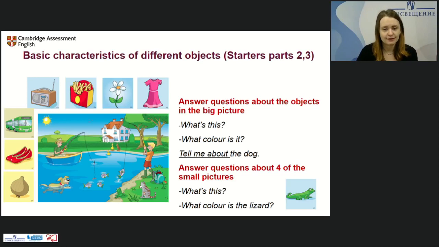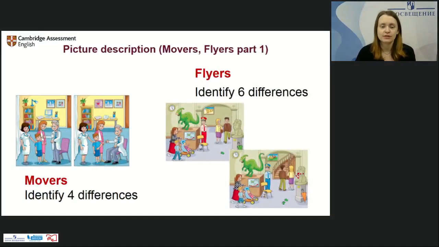So the next task that we're going to assess today is going to be picture description, which is a bit different from starters. So this one is for movers and flyers. This is the first part. And you can see here, this one is for movers, where you have to identify 4 differences. The candidate talks to the examiner and they find what differs one picture from the other.